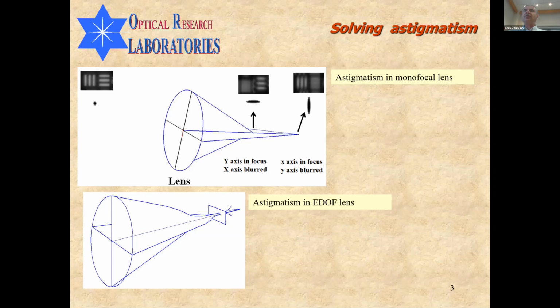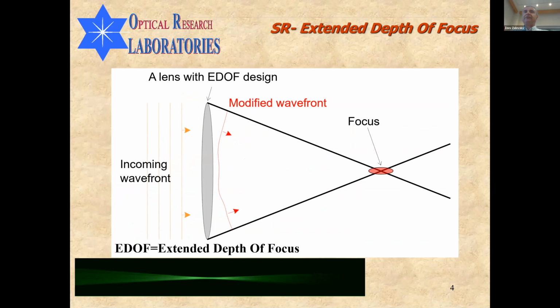But the point is that all those solutions are good for what is called regular astigmatism. The extended depth of focus technology we will talk about gives you a solution which is good not only for regular astigmatism, but also for irregular astigmatism. Now, this is an introduction.